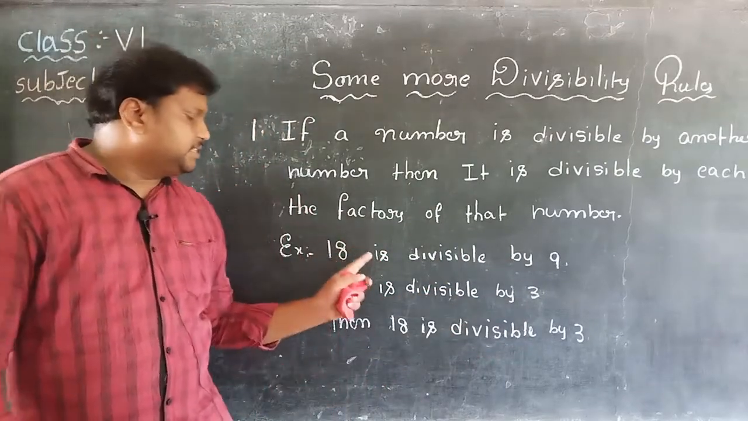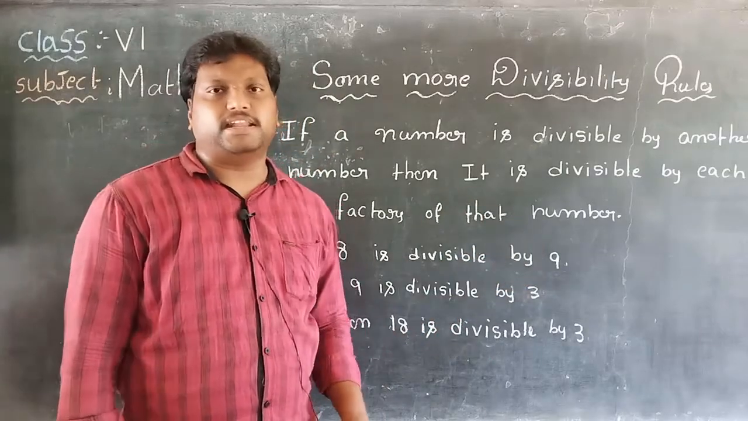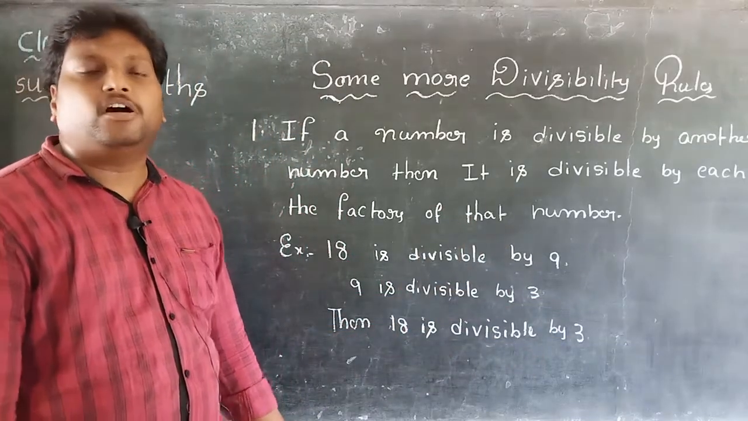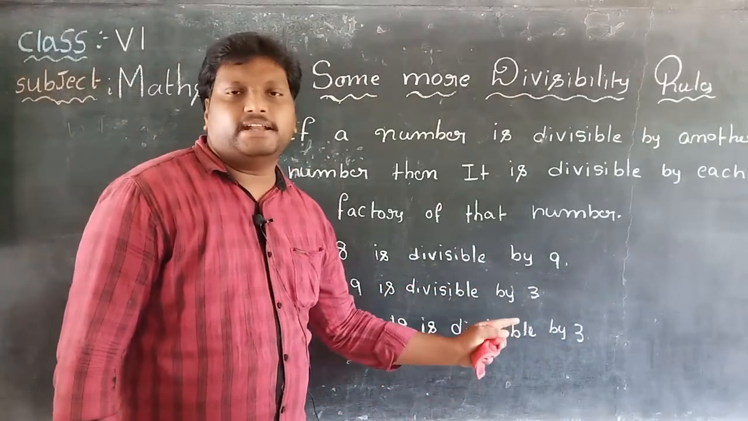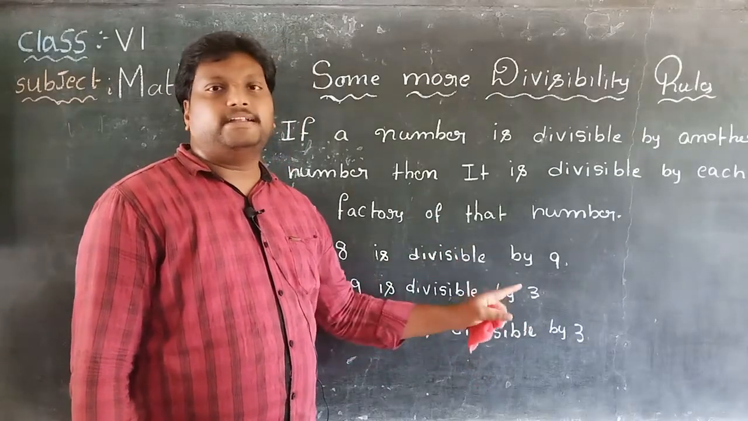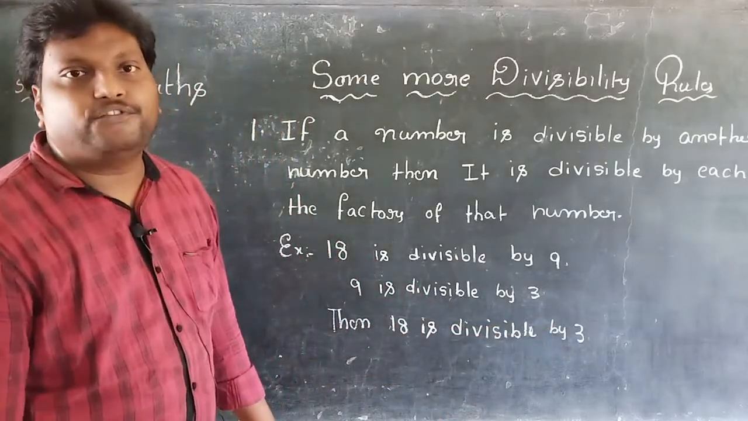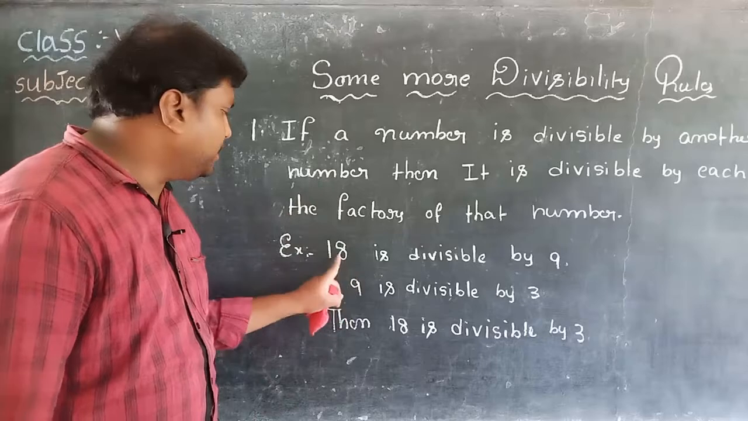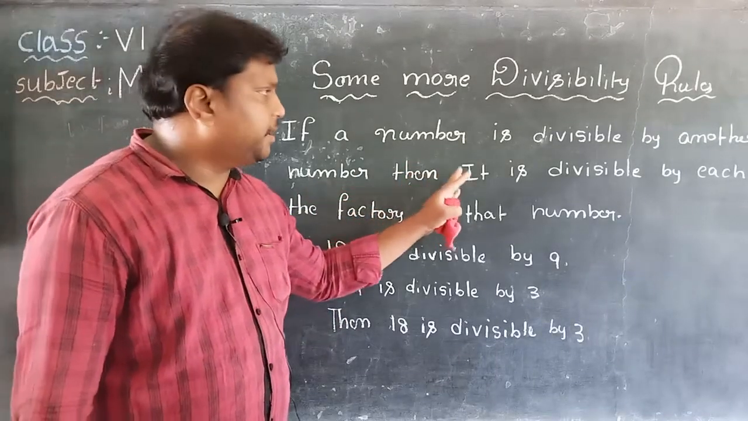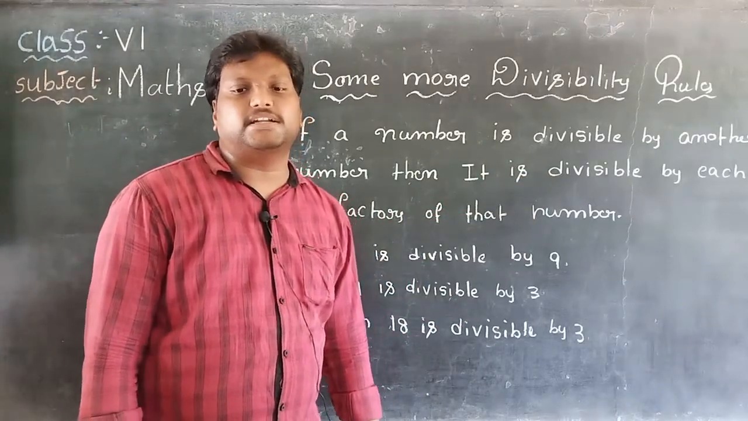It means 9 is a factor of 18 and 3 is a factor of 9, and automatically 3 is a factor of 18 also. Why? Because 3 is a factor of 9 and 9 is a factor of 18. Means if a number is divisible by any other number, it is divisible by each of the factors of that number.